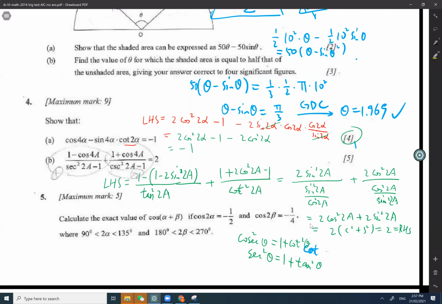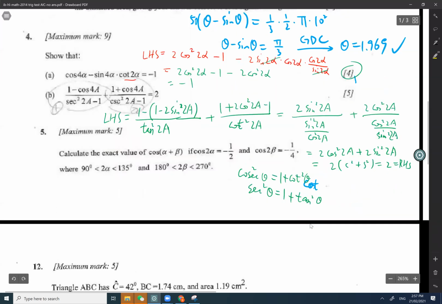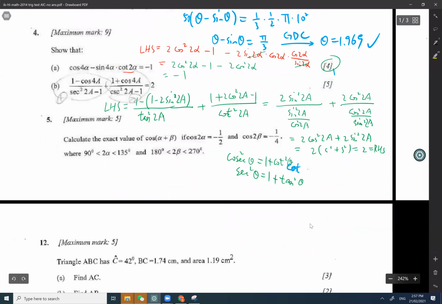No calculator, huh? No calculator. Oh, you know this. Oh, alpha is easy, huh? Because 2 alpha is 120 degree, alpha just 60 degree. Okay.